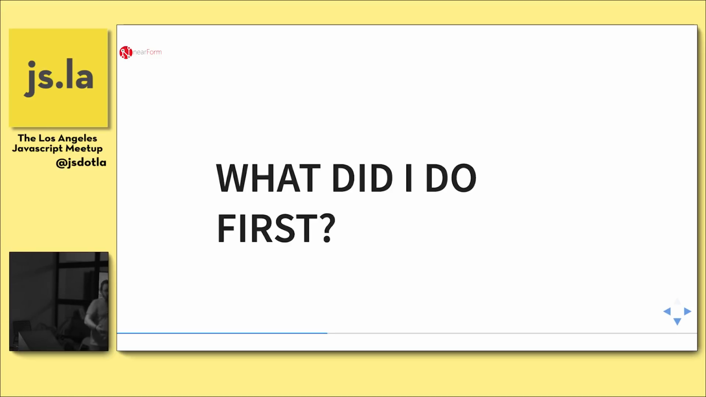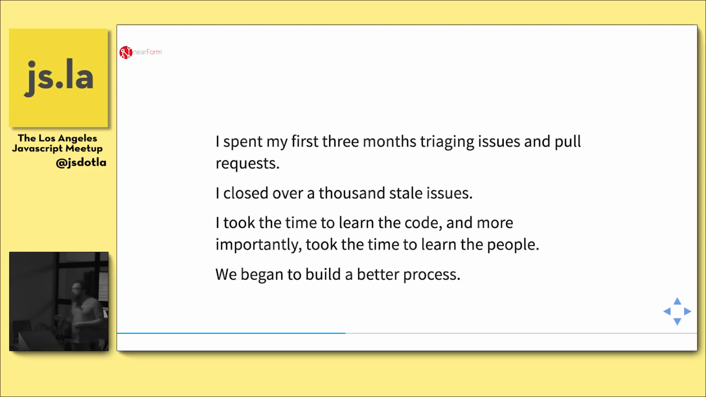How I got started with Node, like actually getting engaged with the project, right? I spent 3 months doing nothing but triaging issues. The issue tracker at that point had thousands of open issues. Within 3 months, I closed over 1,000 stale ones that nobody had bothered going back and cleaning up. During that time, I was learning about the project, I was learning about the code, I was learning about the people, most importantly, learning about the people.